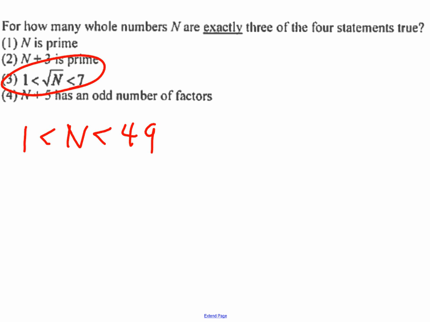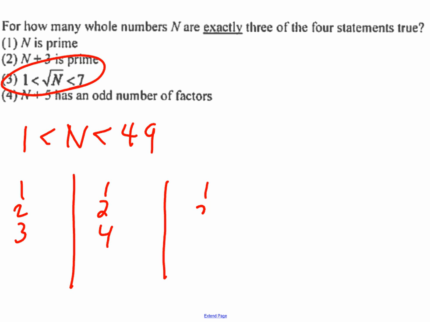So we have a scenario where statement 1, statement 2, and statement 3 are true, and 4 is false. We can have a scenario where 1, 2, and 4 are true. We can have a scenario where 1, 3, and 4 are true. And we can have a scenario where 2, 3, and 4 are true. So if we look at statements 1, 2, and 3 being true, we have to consider how many numbers between 1 and 49 that might happen for.